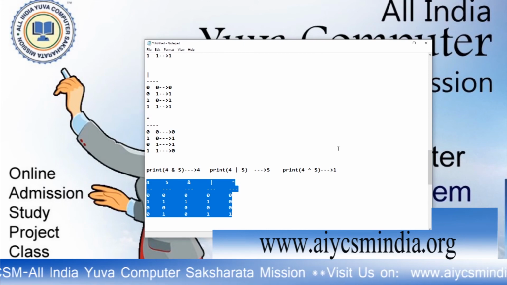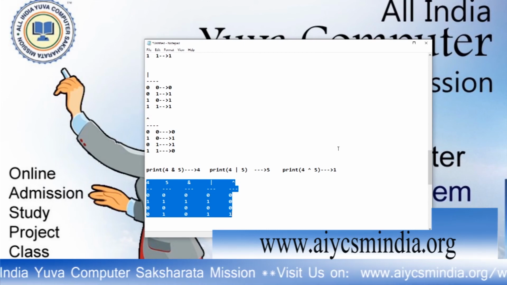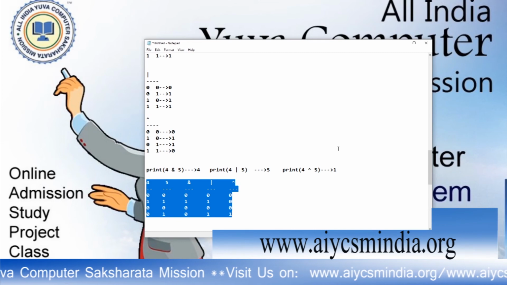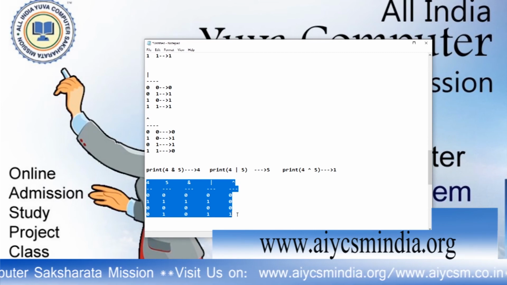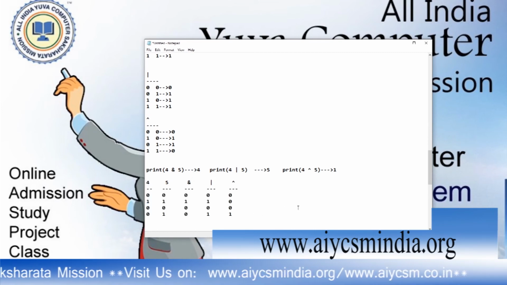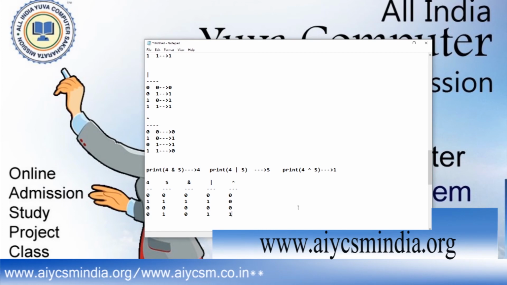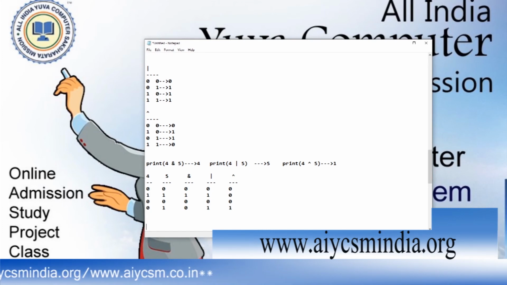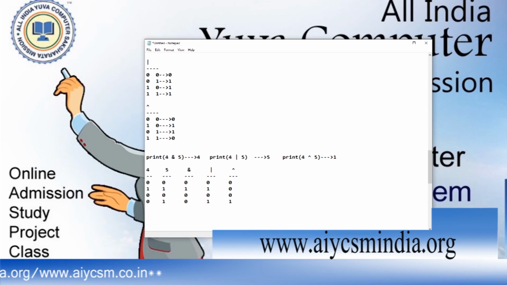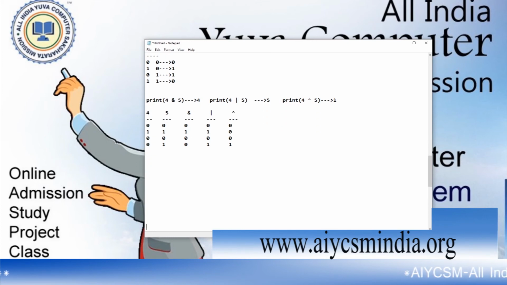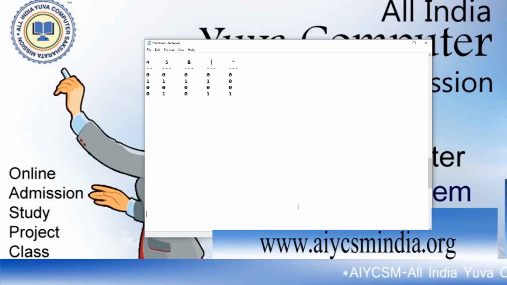We understand that if you use bitwise complement, then 1 will become 0 and 0 will become 1. This is an example of bitwise operators. There are two more operators, the bitwise left shift operator and the bitwise right shift operator, but we will not explain them here. Now the next operator is known as the assignment operator.